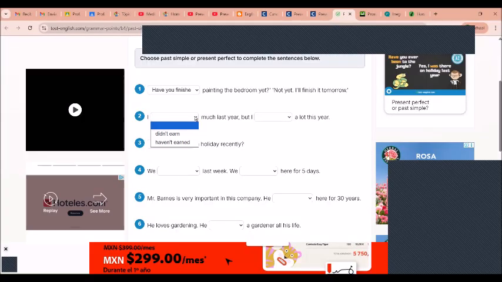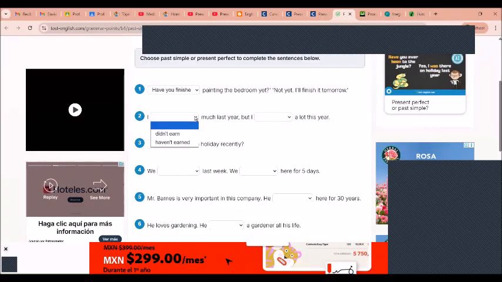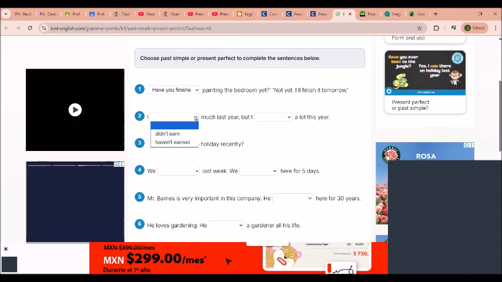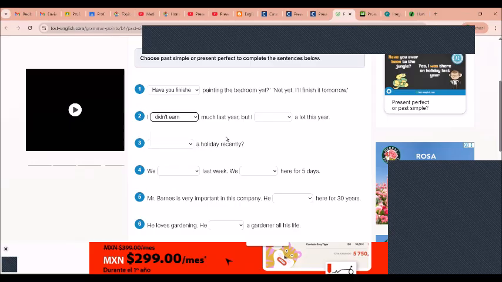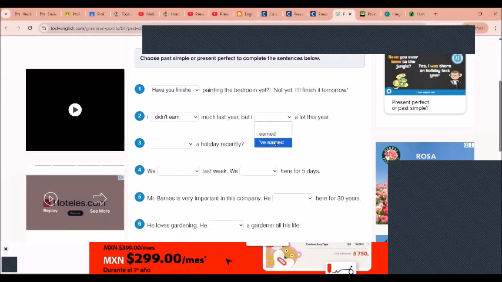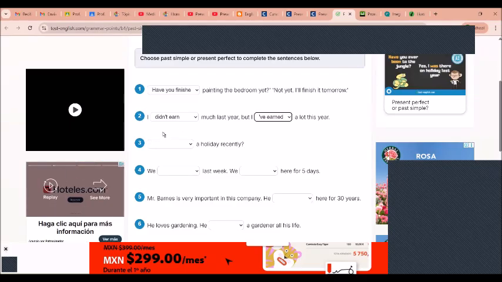Yes, of course. First part, key phrase there, last year. All right, for last year, we would use the past simple. Good. And for the second part, we would be using the present perfect since it goes for this year. I didn't earn much last year, but I've earned a lot this year.